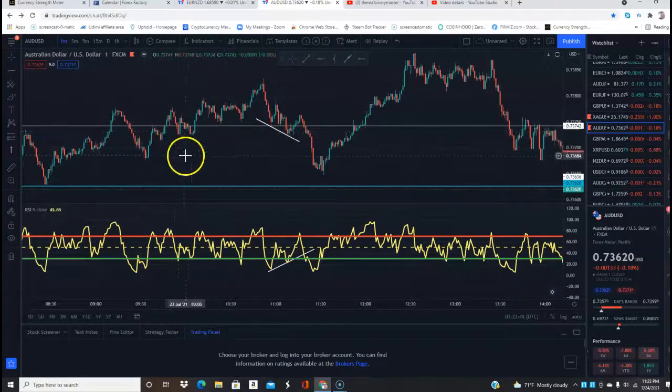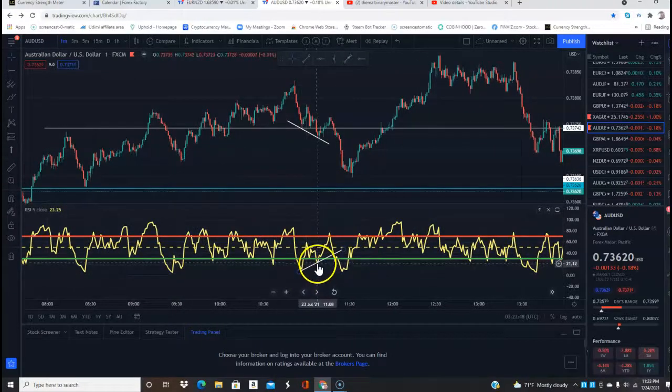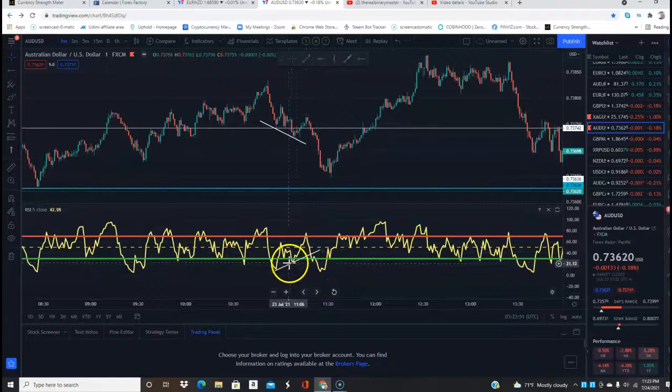We were at an area where price has reacted numerous times in the past, and we had confirmation from the RSI that, hey, we have a divergence, indicator and price are telling us two different things, and we're looking for that buy.